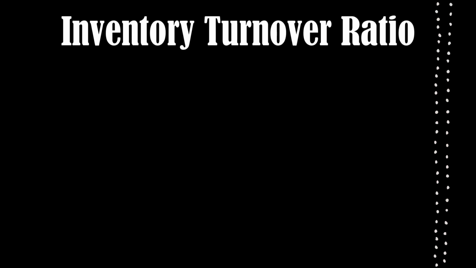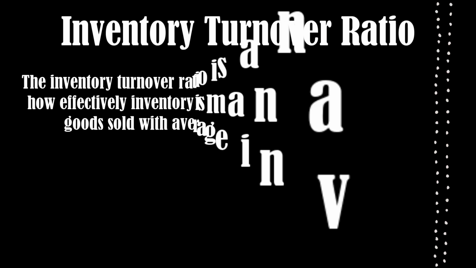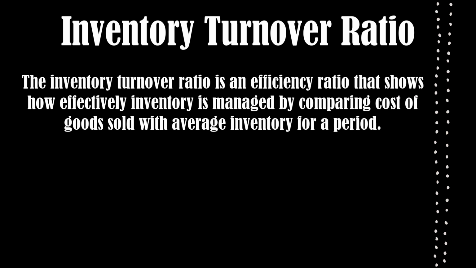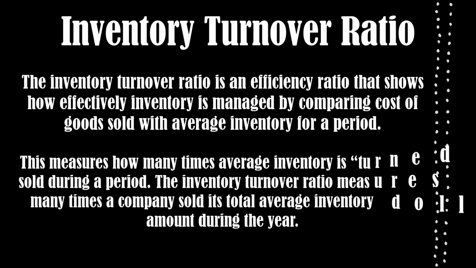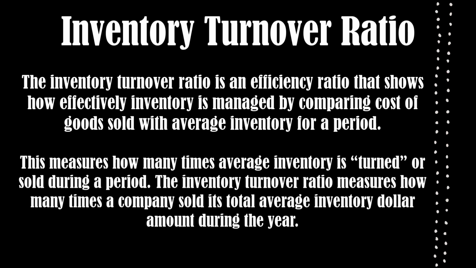The inventory turnover ratio is an efficiency ratio that shows how effectively inventory is managed by comparing cost of goods sold with average inventory for a period. This measures how many times average inventory is turned or sold during a period. The inventory turnover ratio measures how many times a company sold its total average inventory dollar amount during the year. A company with $5,000 of average inventory and sales of $10,000 effectively sold its inventory 2 times over.